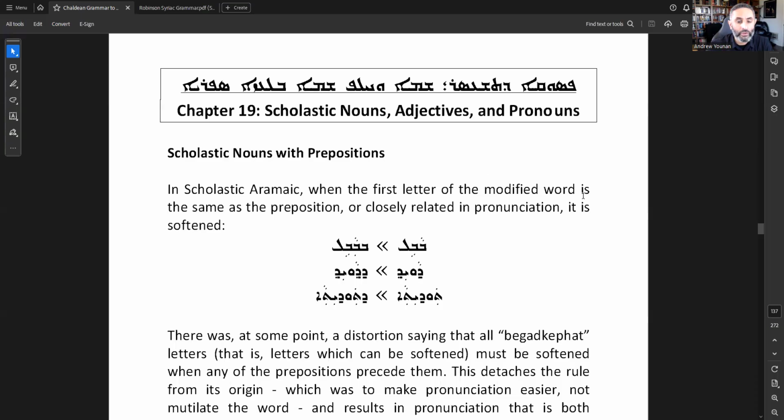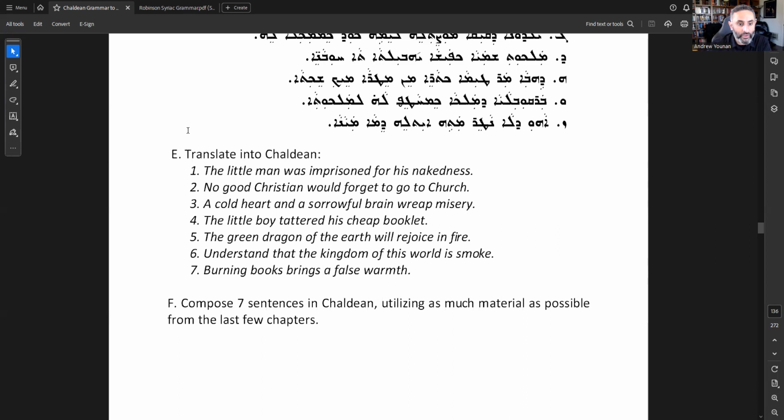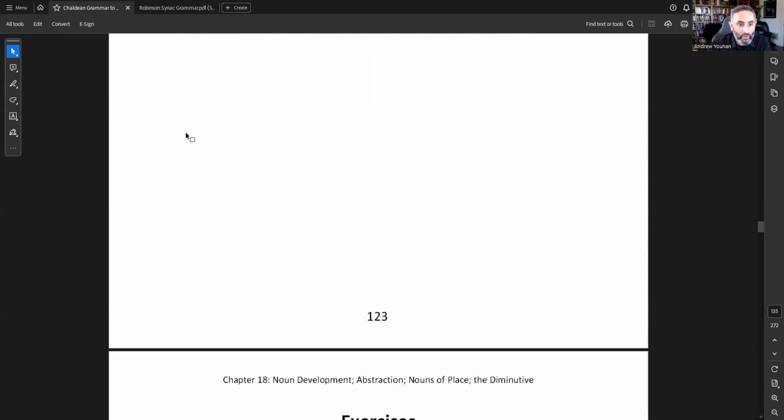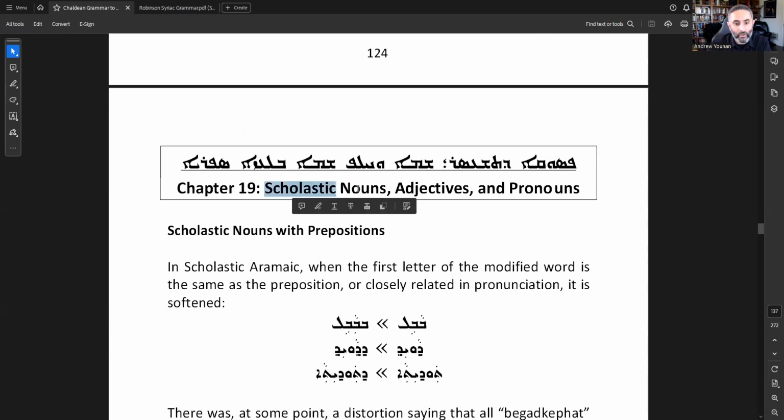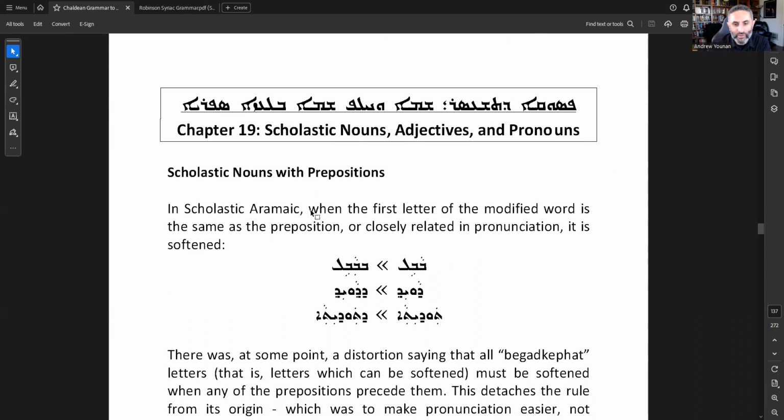Okay, that's the introduction. Let's just jump right in. So what I want to do right now is share my screen, and we are going to go to chapter 19 of Chaldean Grammar. I suppose my face is in a little window in the corner, and that's good. Chapter 19. If you went through the grammar book before, we stopped right before this at the end of chapter 18. So here is chapter 19, Scholastic nouns, adjectives, and pronouns. We'll see how far we get today.